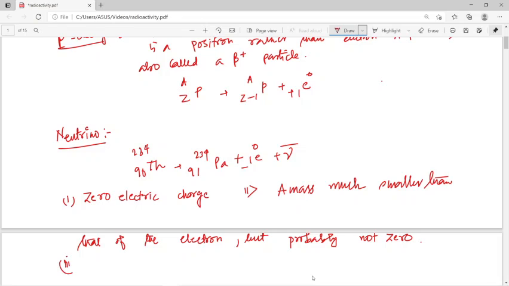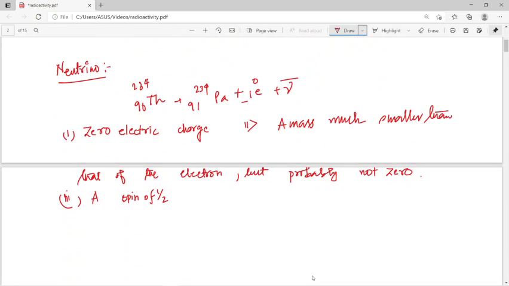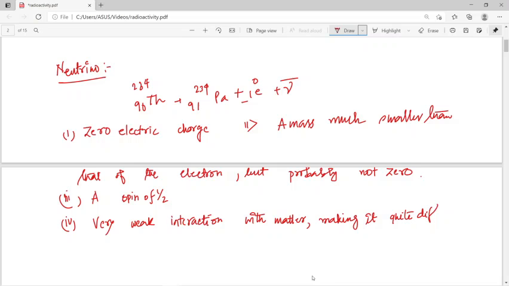The third point is that a spin of half is present. And the fourth point is very weak interaction with matter, making it quite difficult to detect. So that is the concept of the neutrino.